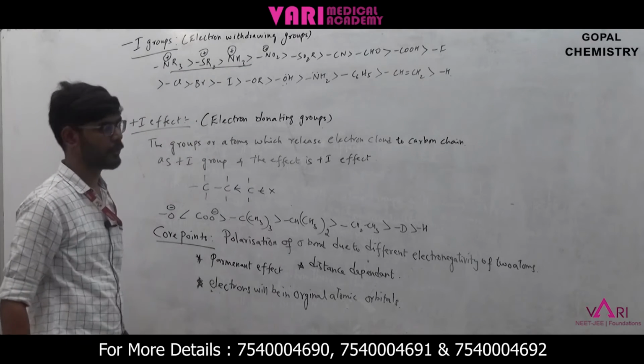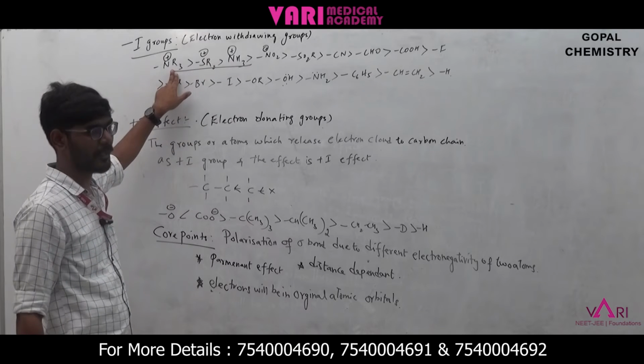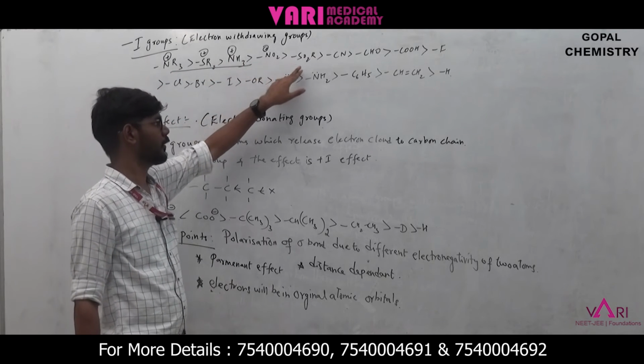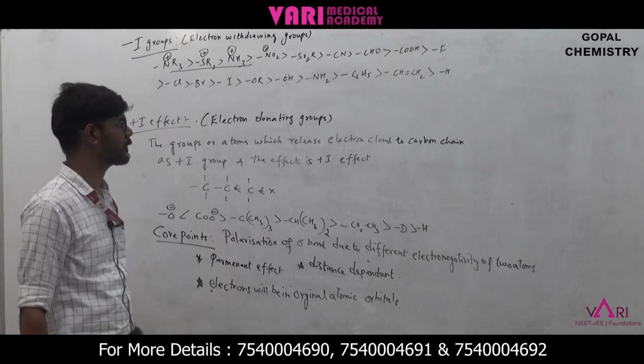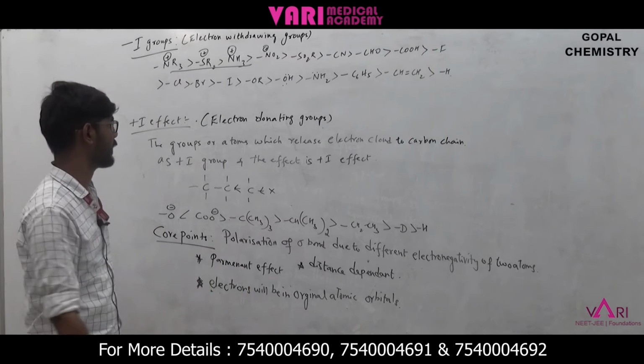Ammonium salts and sulfur salts, this is also ammonium, this is trialkyl ammonium salts, nitronium ion, and sulfur oxides and cyanides, aldehydes, alcohols and carboxylic acids, halogens.